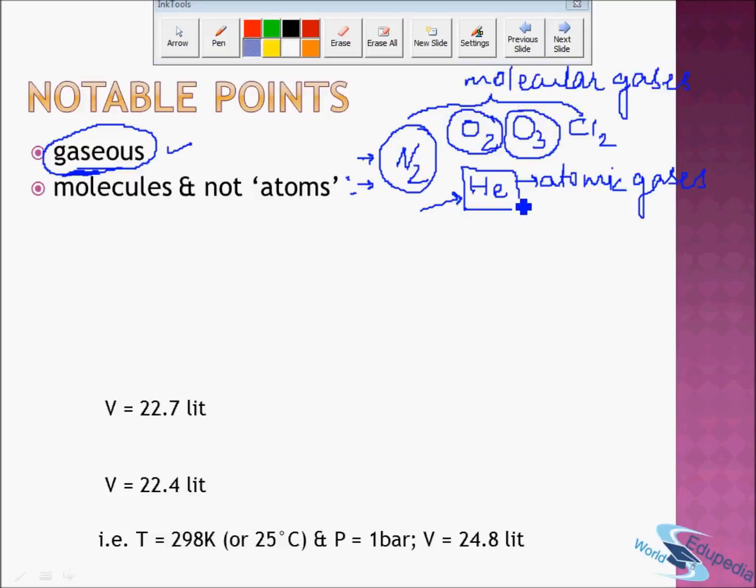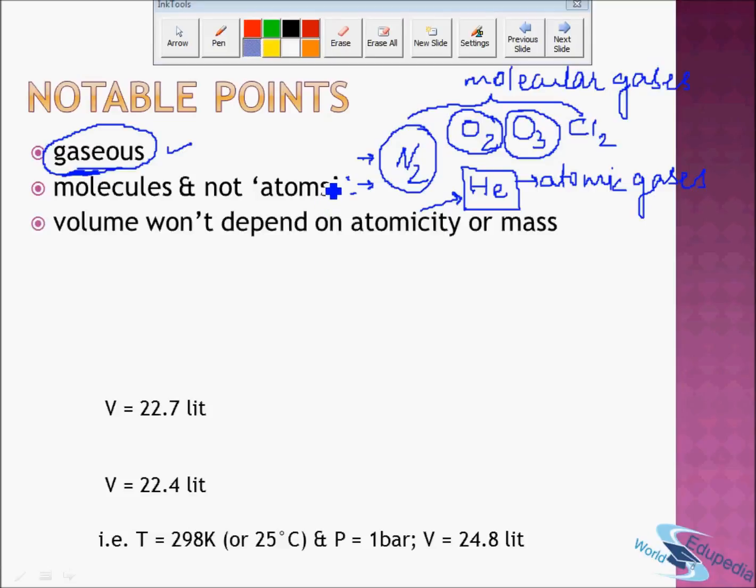Alright, okay, in case of atomic gases I can say moles of atoms. Okay, gases with same moles of atoms in different containers or in same container will occupy same volume. Okay, so this is what we mean by Avogadro's law. Let's see next point. Volume won't depend on atomicity or mass.